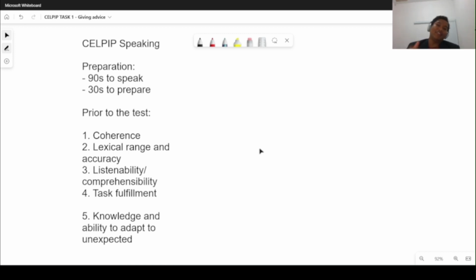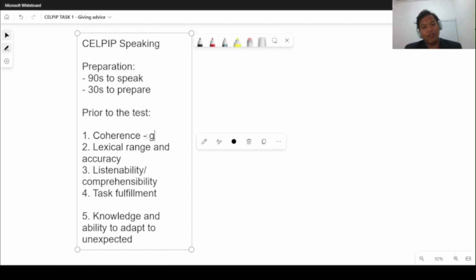So first is coherence. It's in a slightly different order to IELTS, but again, there is coherence in IELTS. What is coherence about? Coherence is basically how smooth your answer is.